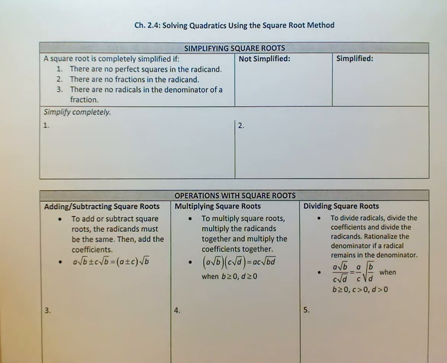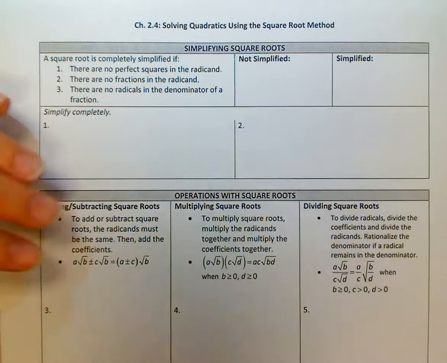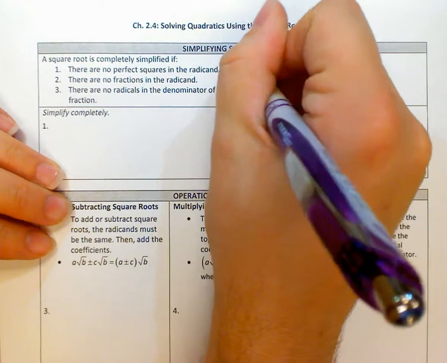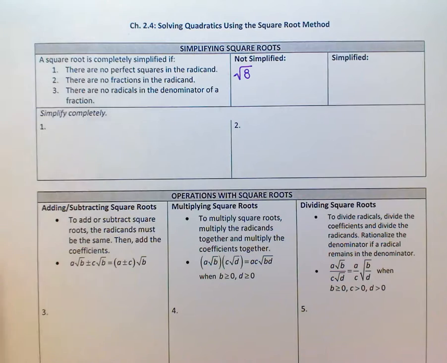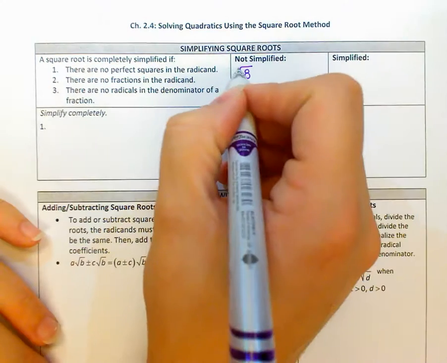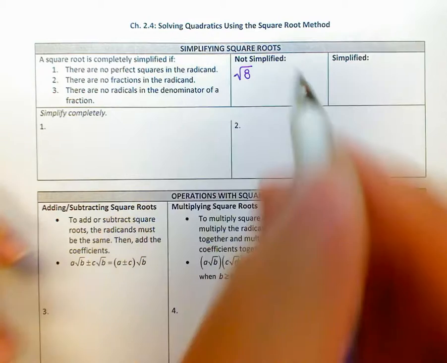Okay, so there's 3 rules for simplifying square roots, and those rules are: first, there can be no perfect squares in the radicand. So remember, the radicand is what's underneath the radical. So let me actually show you some examples so we're not kind of lost. So like the square root of 8. 8 is the radicand, and the little symbol here is called the radical, and the number right here, which is not present for a square root, is called the index.